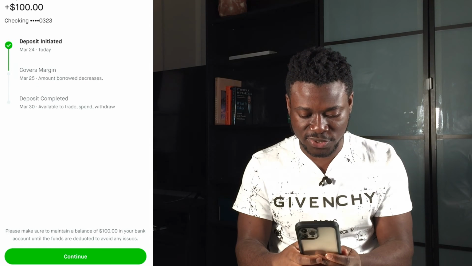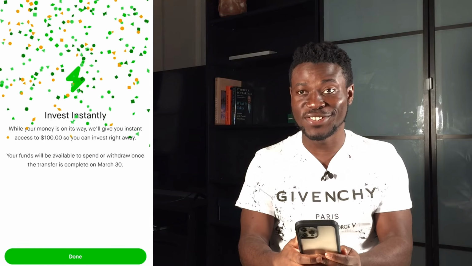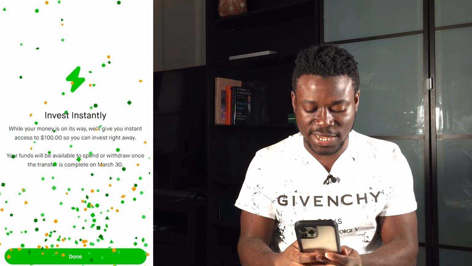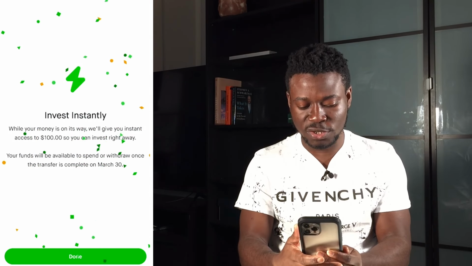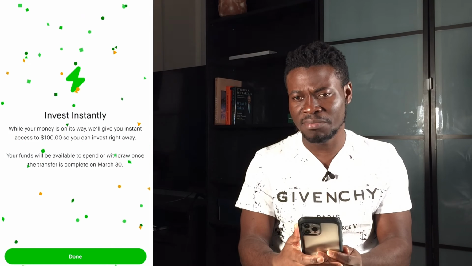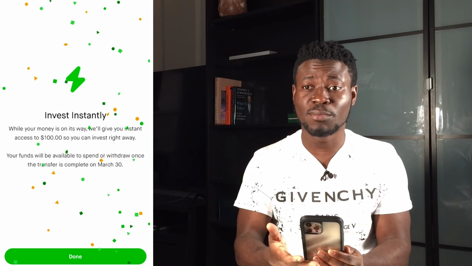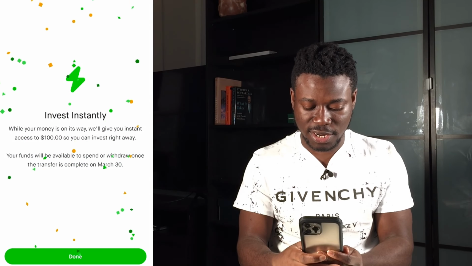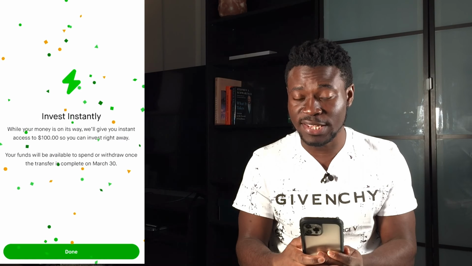Okay, so click continue and it gives you this congratulations sign. You have deposited this amount of money and you have it available instantly. So even before Robinhood completes that transaction, which usually takes maybe 2 to 5 business days, you still have the money available to invest. Okay, I'm going to click done right now and voila, you are now in business.